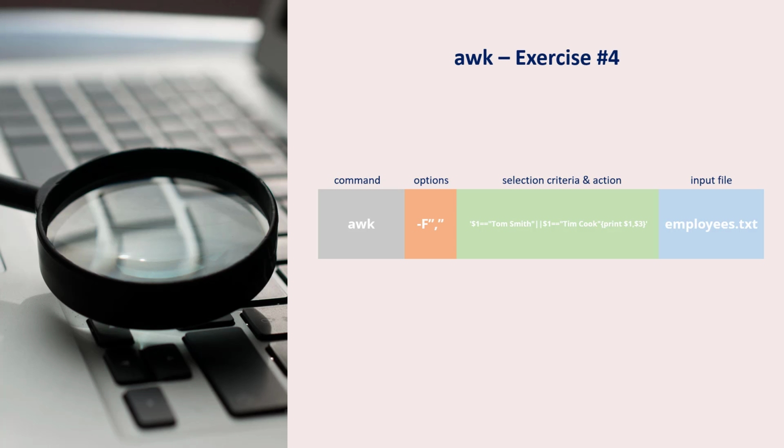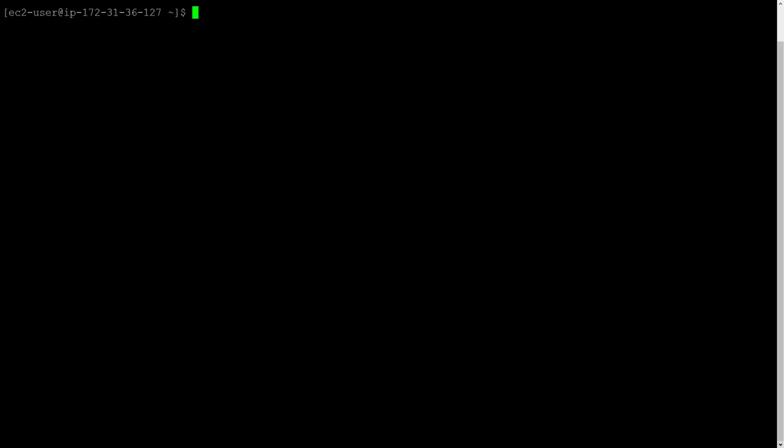This is exercise number 4. Look at the selection criteria now. We have our Tom Smith check there, like in our previous exercise. We also do an exact match for the name field with Tim Cook. And we do a logical OR operator between these two conditions. The logical OR is the double pipe symbol. So the selection criteria is interpreted in this way. If the first field is exactly Tom Smith or exactly Tim Cook, then select that record. Let's try this out on our terminal.